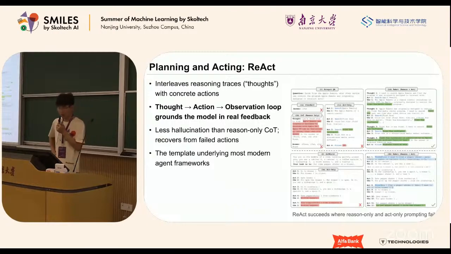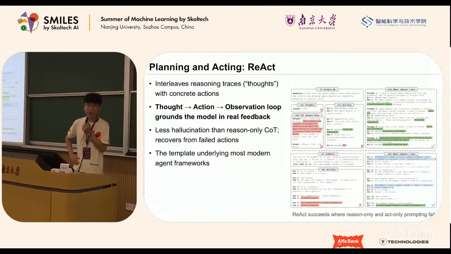A fundamental framework for agents is ReAct, proposed by Yao from OpenAI. ReAct integrates reasoning traces, also called thoughts, with concurrent actions, creating a continuous thought-action-observation loop. This approach helps ground the model in real-world feedback, reduces hallucination compared to traditional chain of thought, and allows the model to recover from failed actions. It also serves as a key template for many modern agentic frameworks.